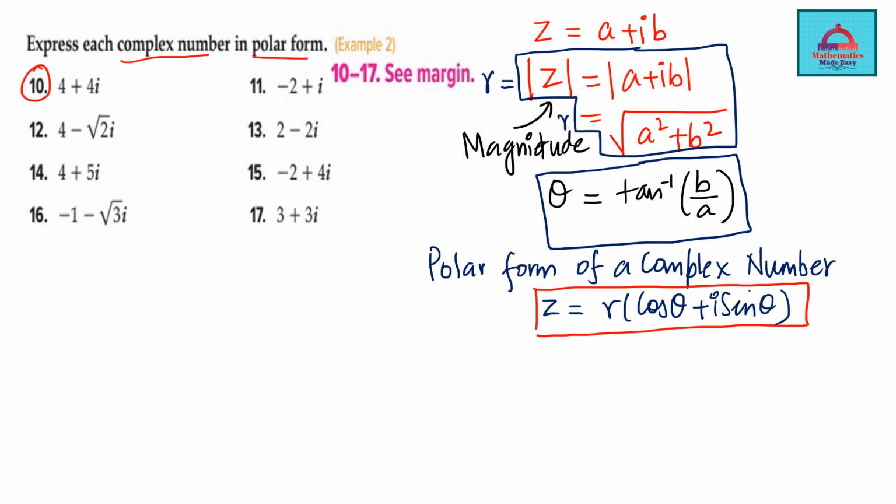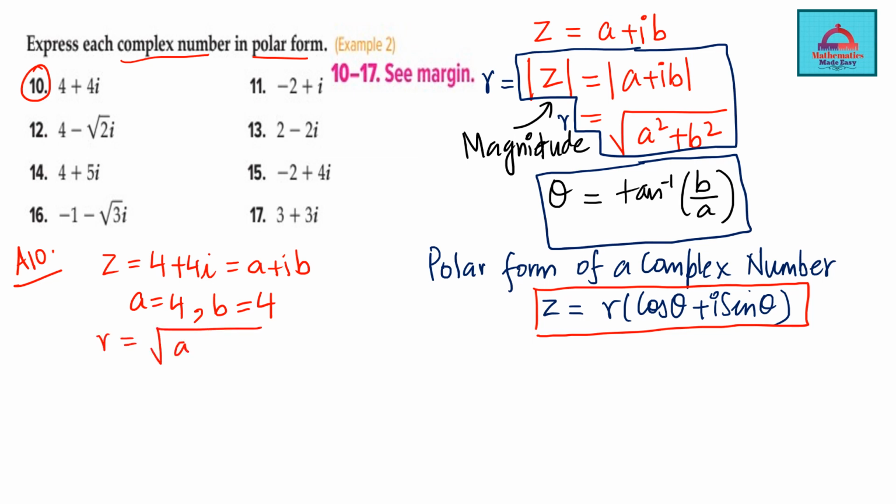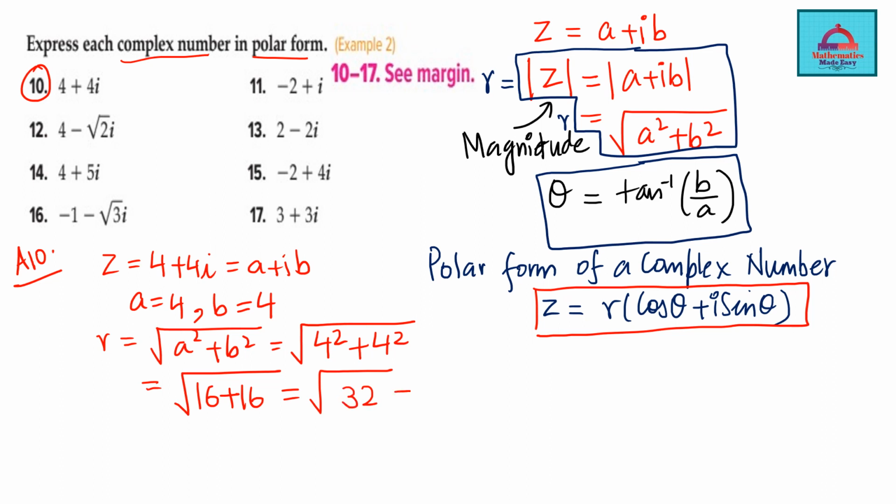So let's do one of them. Answer 10. If you compare z equal to 4 plus 4i with a plus ib, how much is your a? 4. How much is your b? 4. So let's calculate the value of r, which is equal to the square root of a square plus b square. So this is 4 square plus 4 square, which is 16 plus 16, which is the square root of 32, which is equal to 4 square root of 2. So I have got my r as 4 square root 2.